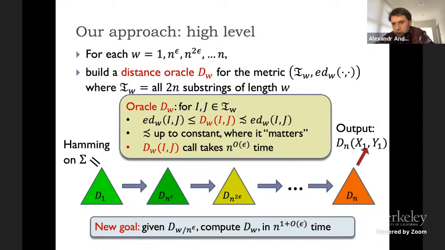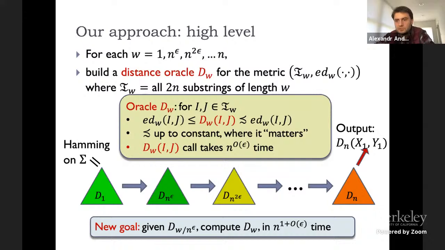Sorry, where it matters, does it change from one length to the other? Okay. To be precise, where it matters at the end of the day, it's actually on average, right?